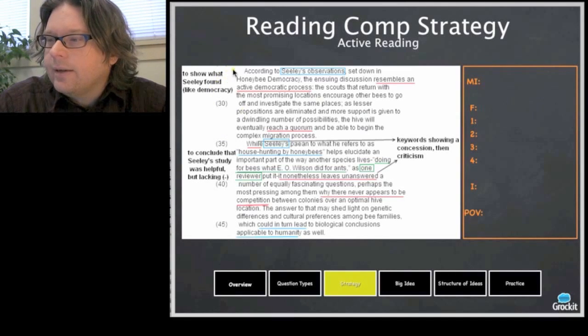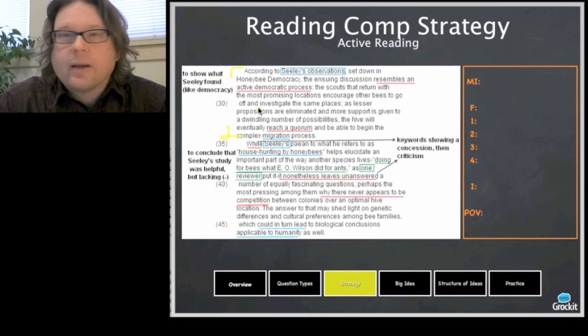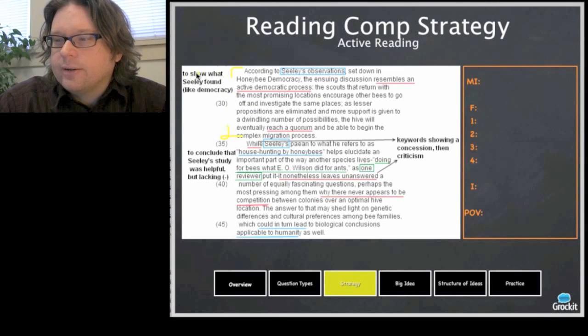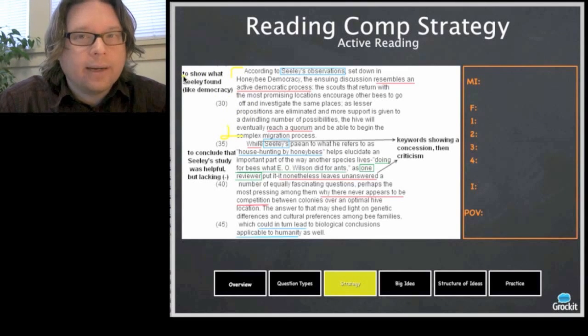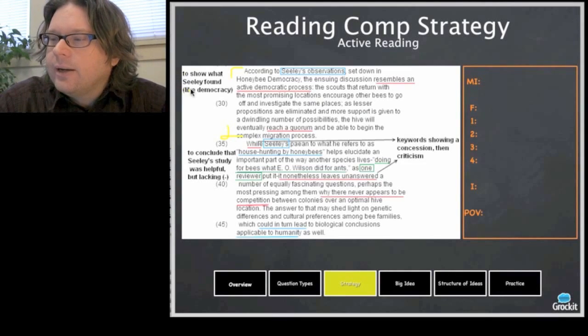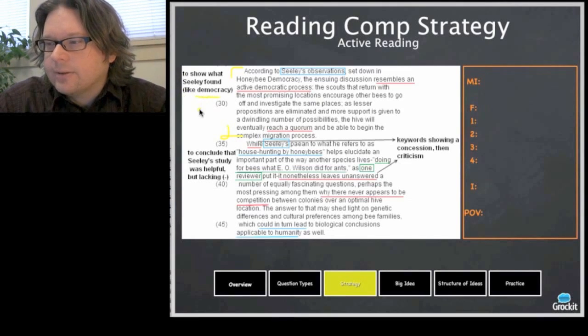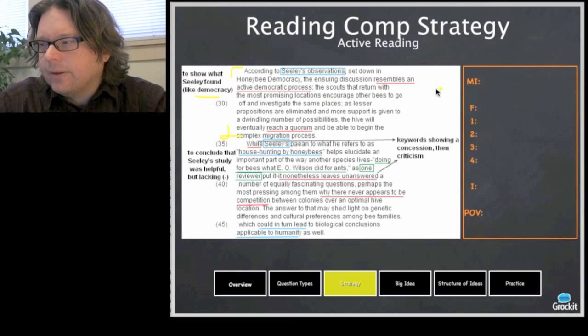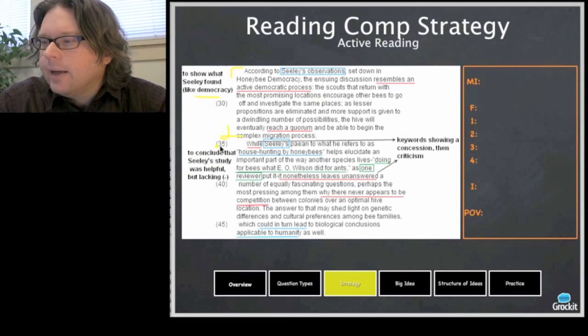So the point of this one is to show the kind of democratic process, and so here the function was to show, again using an infinitive, to show what Seeley found, like democracy. And I'm not going to fill all this in over here, but you get the idea.